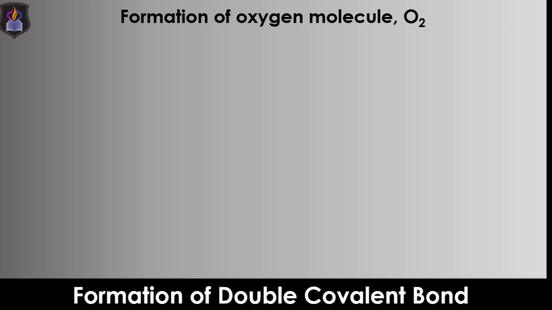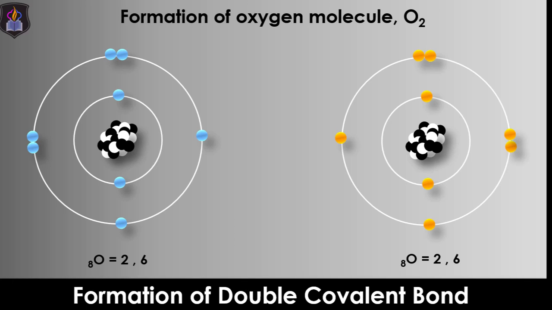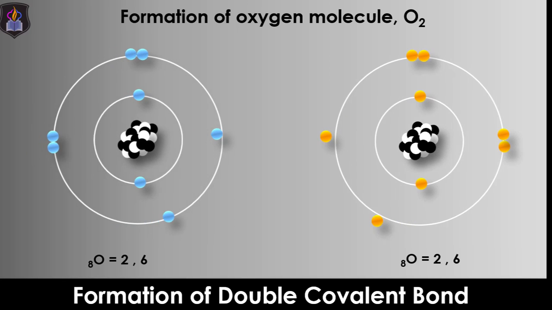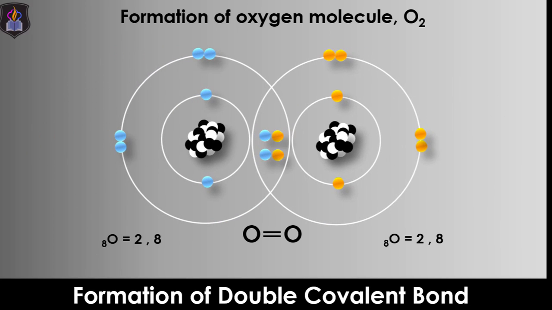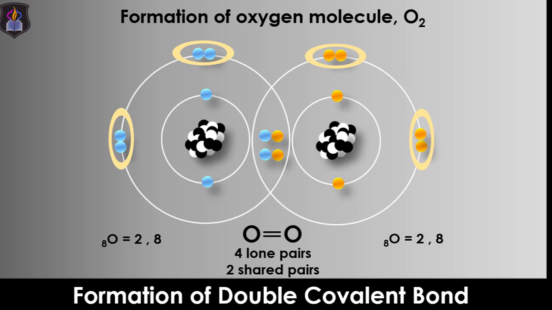To form an oxygen molecule, 2 oxygen atoms, each with an electronic configuration of 2,6, combine by sharing 2 valence electrons because each atom needs 2 electrons to complete its outermost shell. The 4 bonding electrons form a double covalent bond. Therefore, an oxygen molecule has 2 bonding or shared pairs of electrons and 4 non-bonding or lone pairs of electrons.